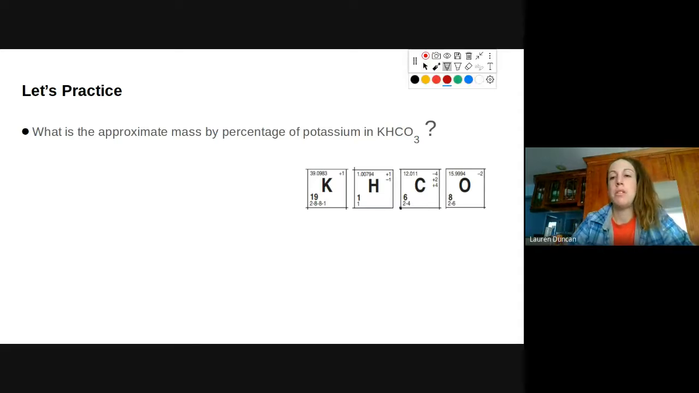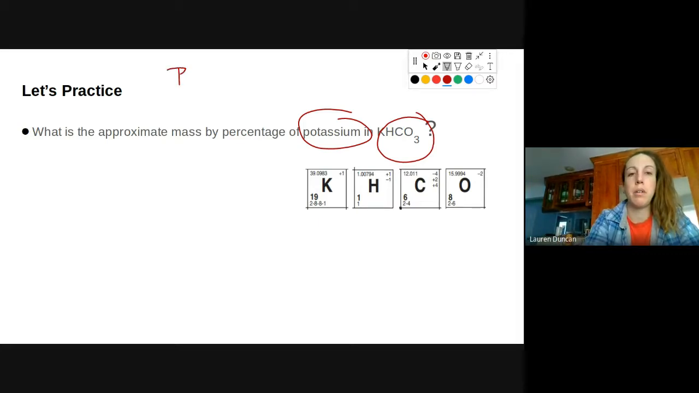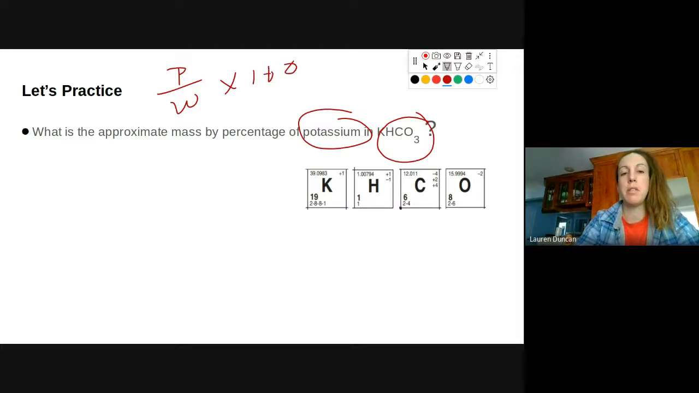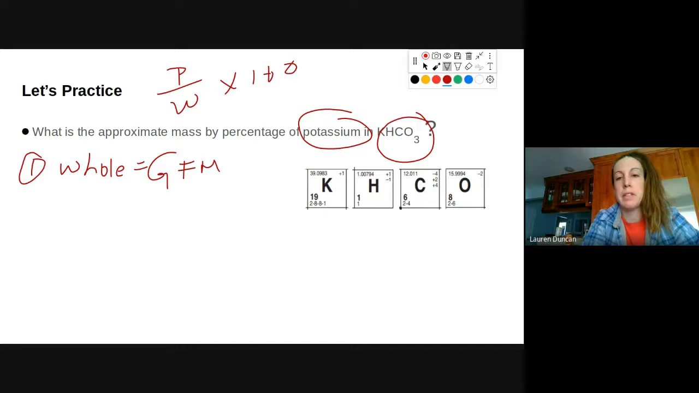All right, so let's do another calculation. This says, what is the approximate mass by percentage, or percent by mass, of potassium in KHCO3? Okay, so I need to use the percent by mass formula. That's part over whole times 100. The mass of the part over the mass of the whole times 100. To get the mass of the whole, assuming I have 1 mole of molecules of this substance, which I'm always going to assume, I calculate the GFM for this thing.